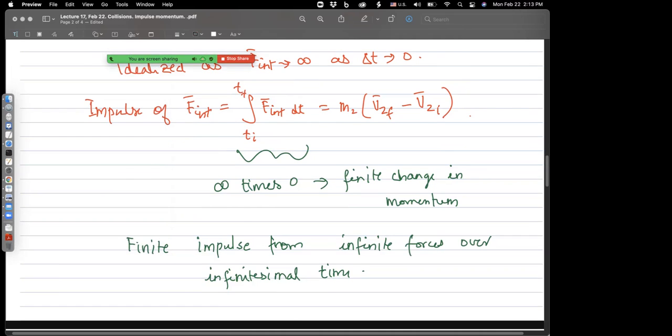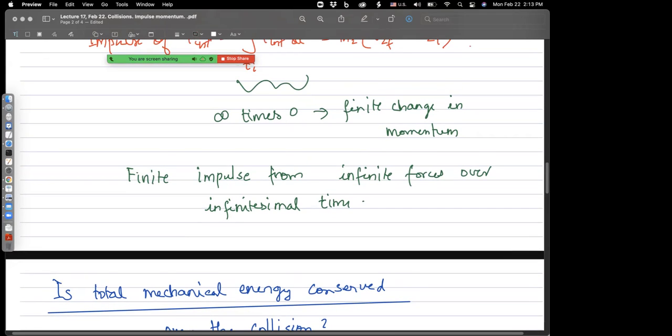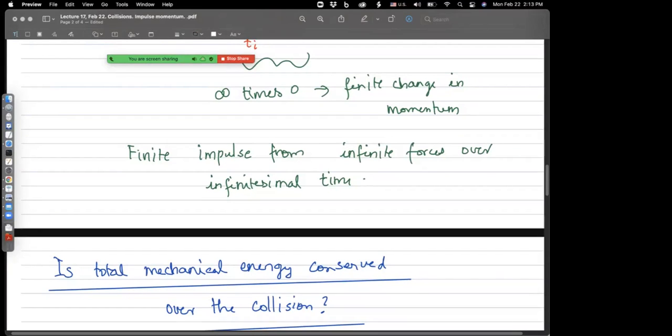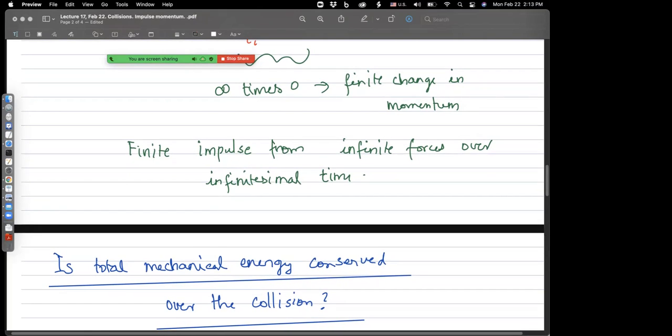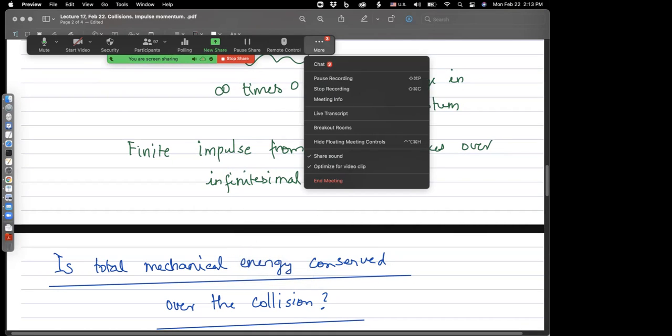Cool. Okay. So the next question. That's sort of what happens during the collision in terms of forces and velocities. We can also talk about, and then about momentum, we can also talk about mechanical energy, whether that's conserved or not in a collision. What would our guesses be? Is mechanical energy conserved in the collision? Any answers? I guess there's no chat window.